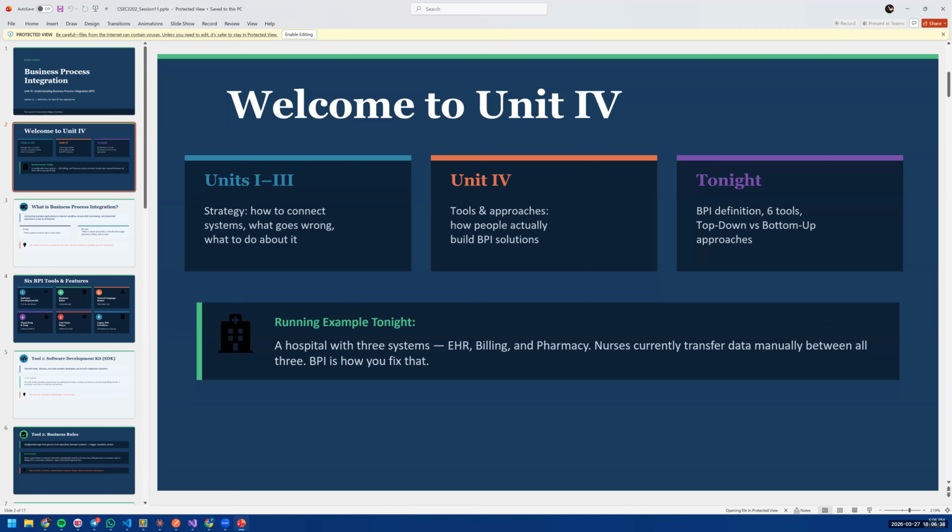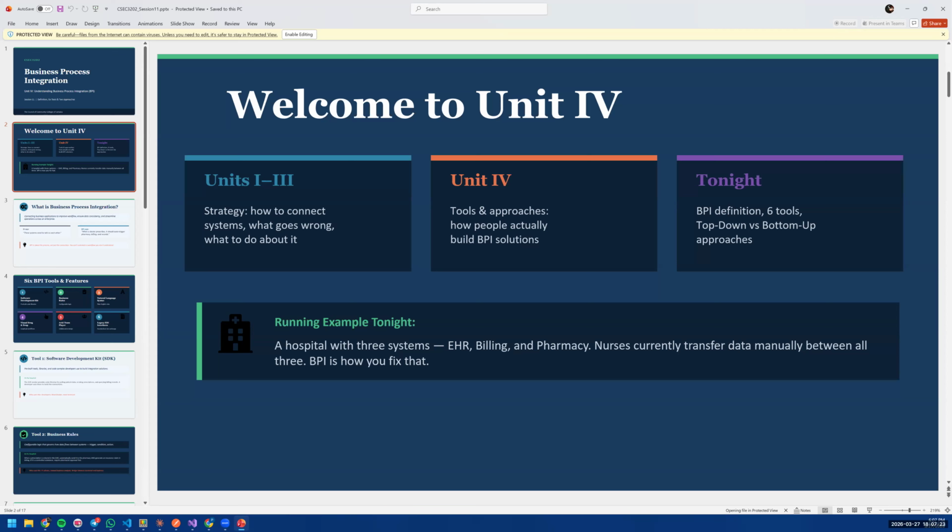And this is going to come as a shift because in units 1 through 3, we're focusing mostly on strategies on how you can connect systems. Also things like what can go wrong in a system, and if something goes wrong, what you're supposed to do about it. But unit 4 is going to be different, where we're going to be looking at the different tools and approaches that people actually use to connect business processes. So this unit is going to be a bit more hands-on, a bit more practical, a little bit more technical. It's still theory, but it's going to be talking about technicalities of that theory. Good?